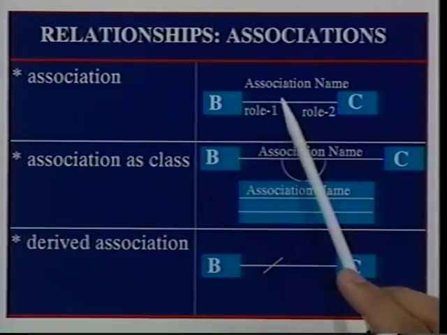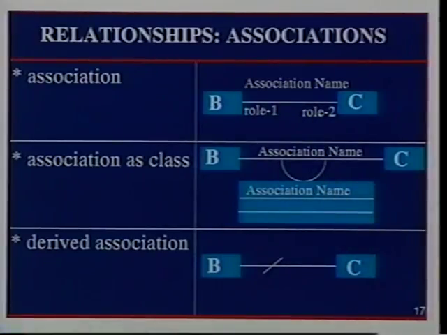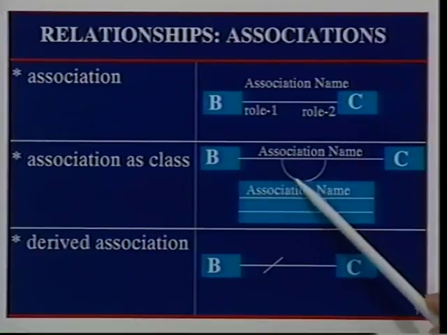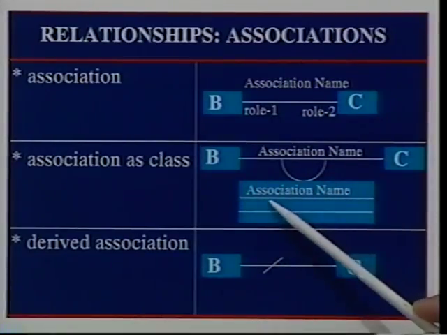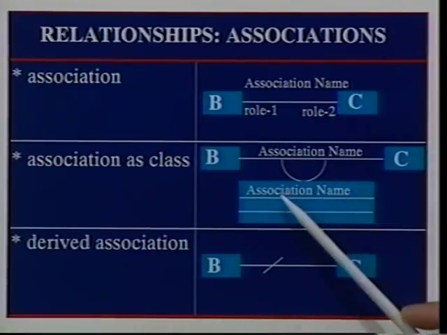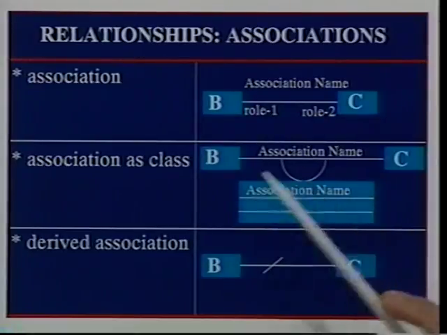One of the things you can do is you can have this association name as a class by itself with its own structure and own behavior, and that's represented by this, where you have these two classes B and C connected by this semicircle here, and then you have the association name, and then you have the structure and the behavior. Again, we'll see that as we go in the examples. In the application section we'll see some examples of this.